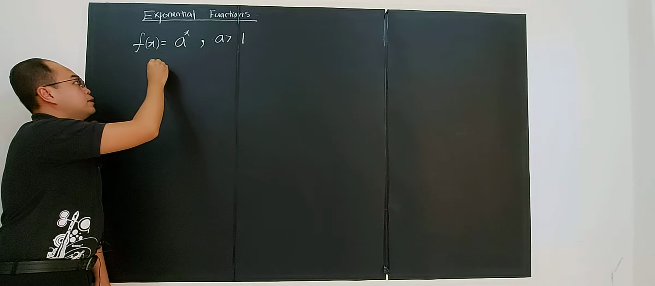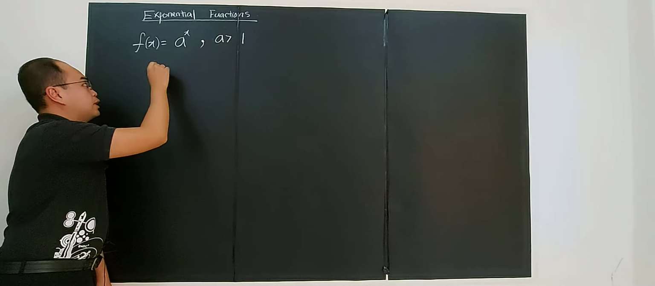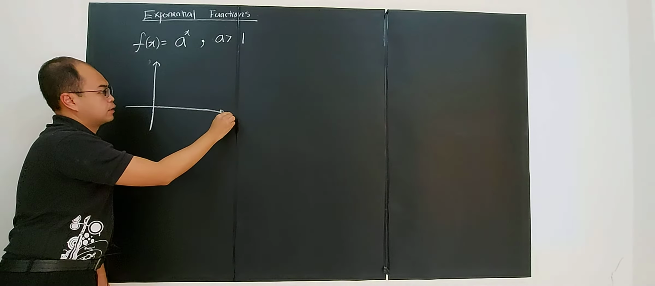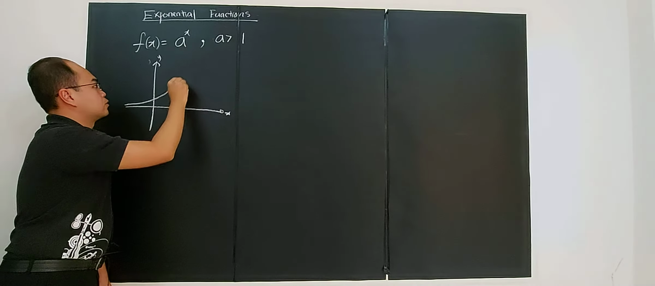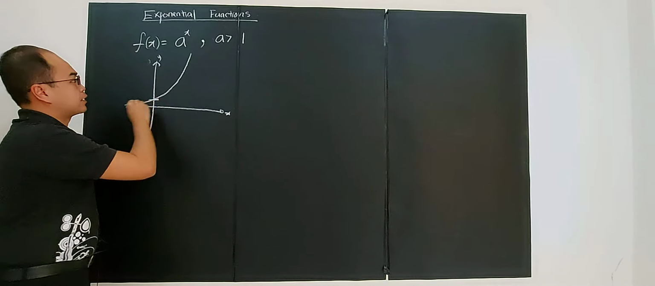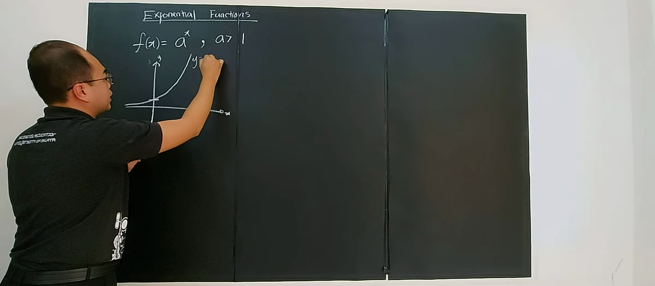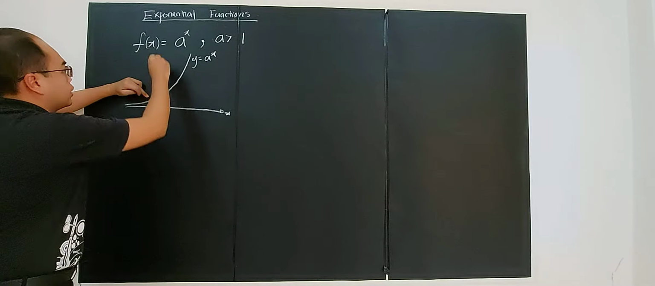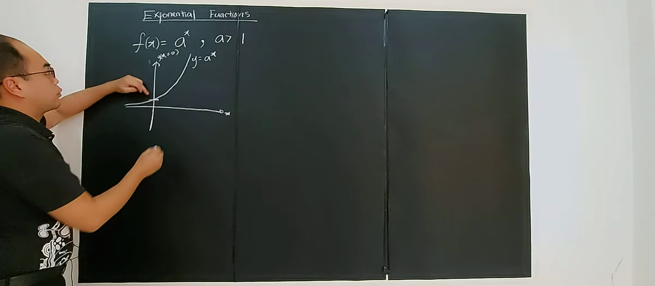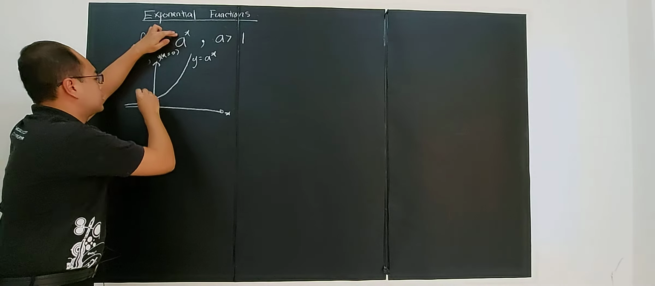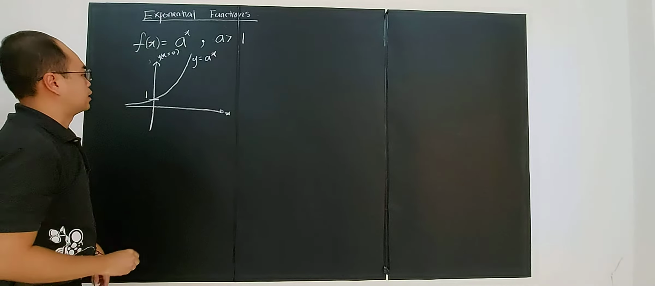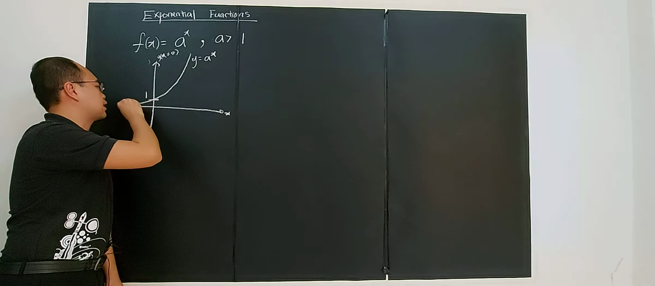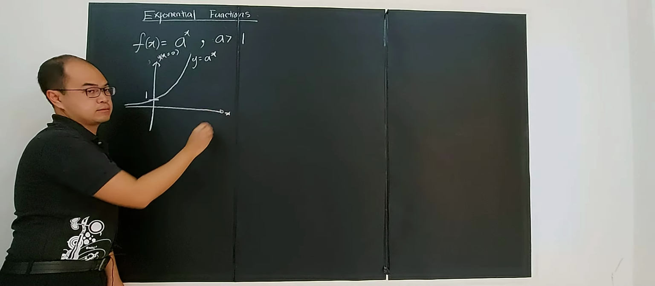So the graph when a is greater than 1 for f(x) = a^x will look like this. Where the graph of y = a^x intersects the y-axis, that means x equals 0. So when x equals 0, we have a to the power of 0, right? A to the power of 0 is 1. So the graph passes through the point where y is 1.